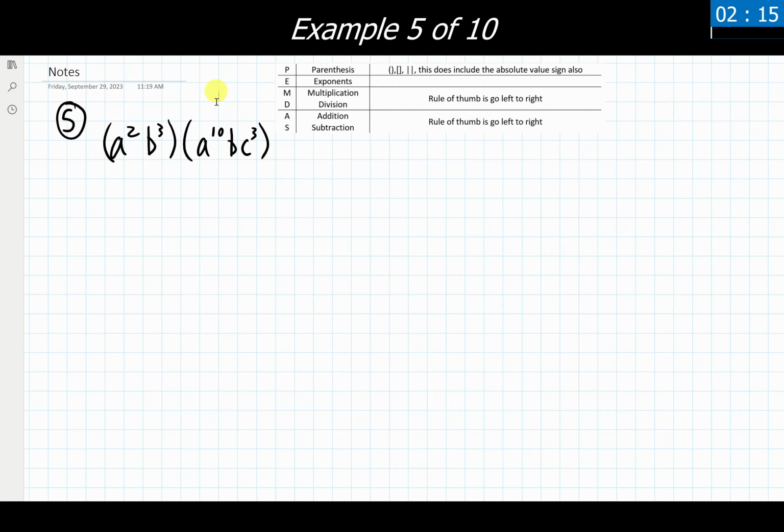With example 5, we are given the expression, the quantity a to the second power times b to the third power, all of that multiplied with a to the 10th, b, c to the third power here. First and foremost, we're noticing that we have multiplication happening between these two sets of parentheses. So this could be written out effectively as a squared times b to the third times a to the 10th times b times c to the third power.